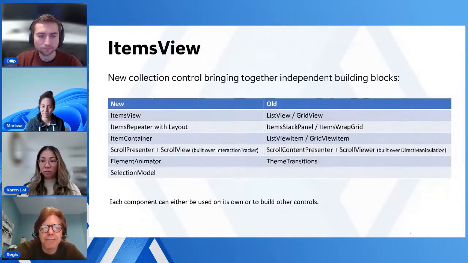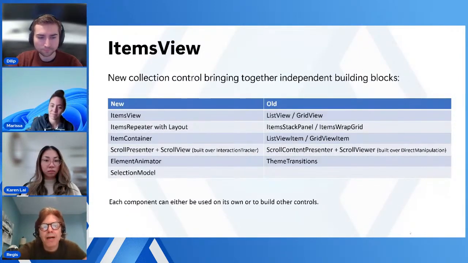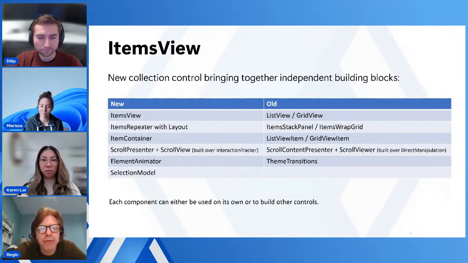Great, thank you. All right, so I'm Regis. I'm going to be talking about those new controls. Like Marissa said, ItemsView is a new collections control designed for the purpose of showing collections of entities. In this particular case, for the photos gallery, it's a series of pictures.